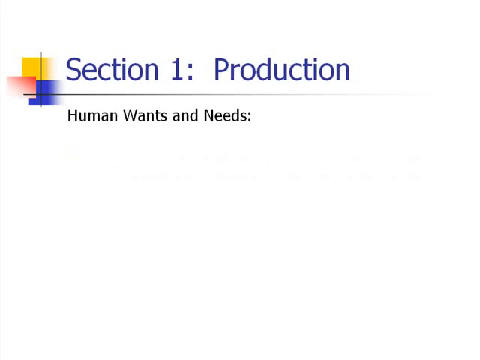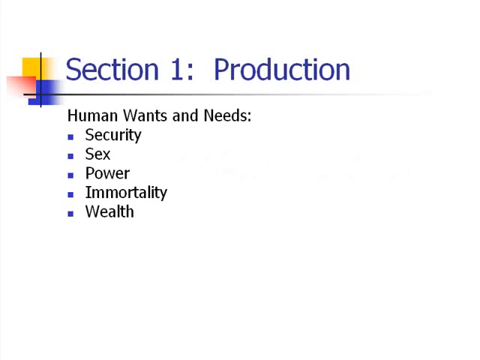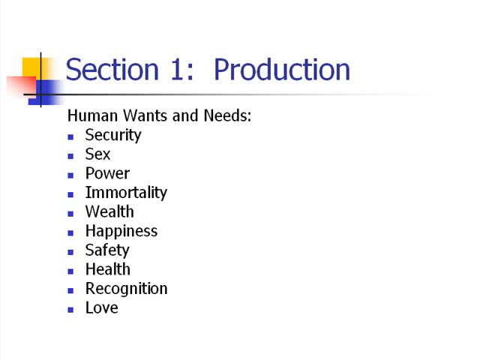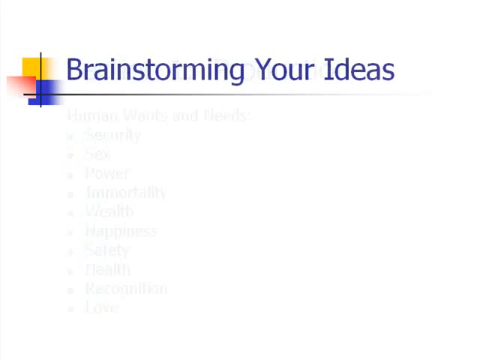Historically, and most likely forever, people want security, sex, power, immortality, wealth, happiness, safety, health, recognition, and love. How do you or your product and service deliver any of these essential needs? As you begin to brainstorm ideas for your product, keep these customer desires in mind. Let's look at the proper way to brainstorm and narrow down your ideas to find the quickest to market concepts.